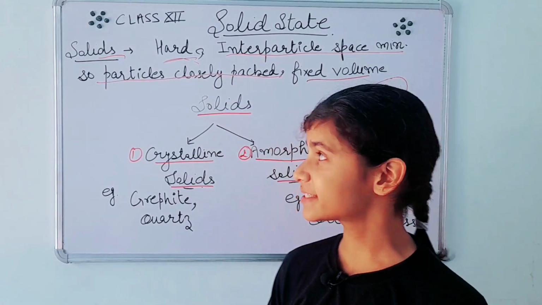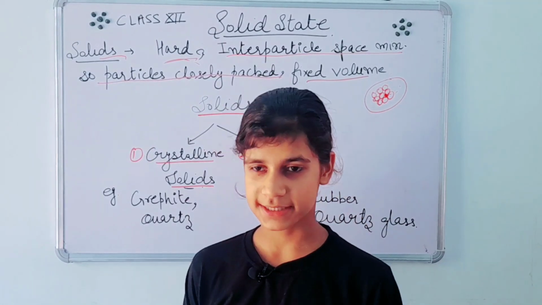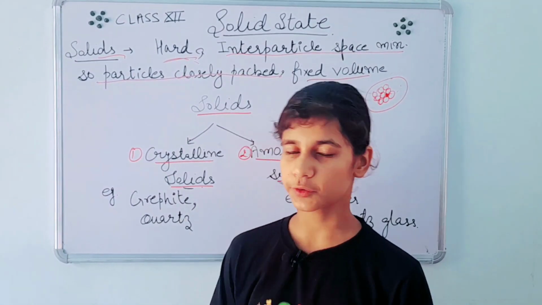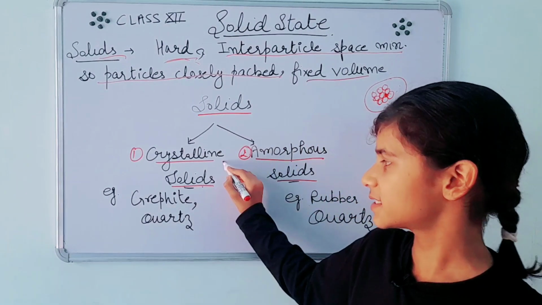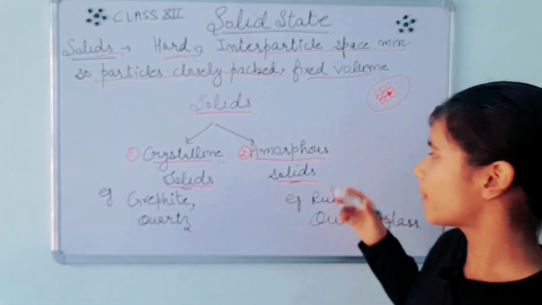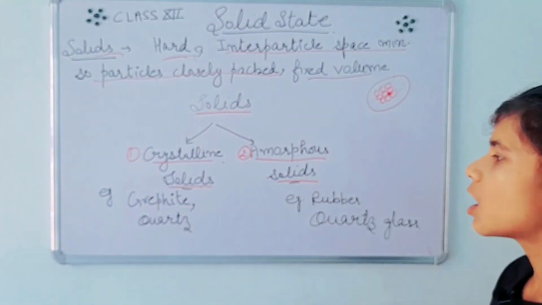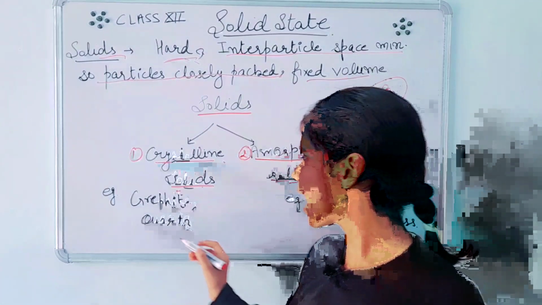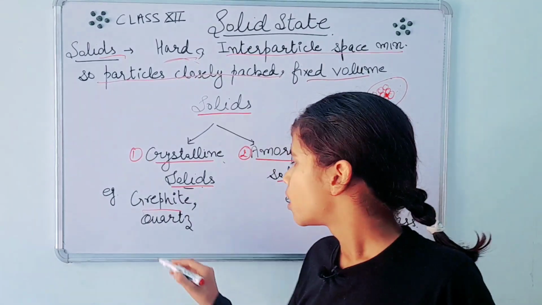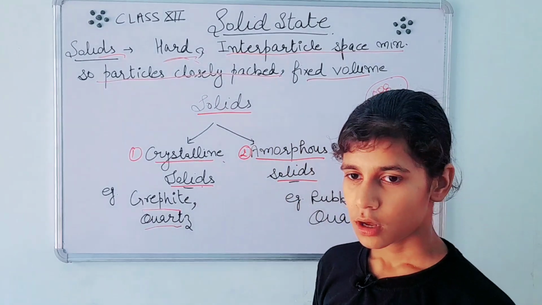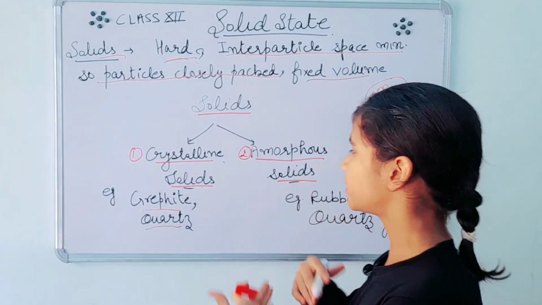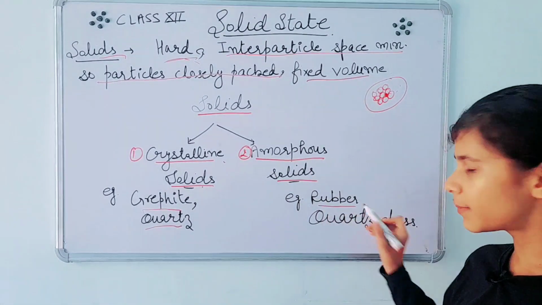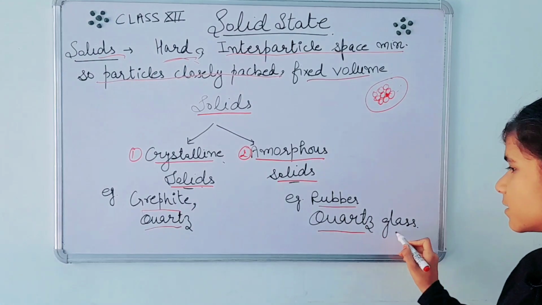I think you understand the concept of solids. So solid is further classified into two parts: crystalline solids and amorphous solids. Some examples of crystalline solids are graphite and quartz. And some examples of amorphous solids are rubber and glass.